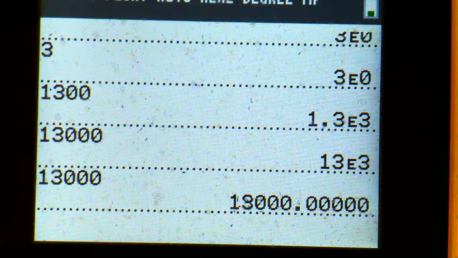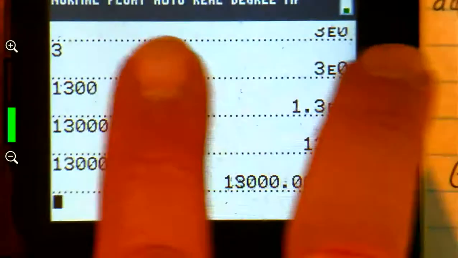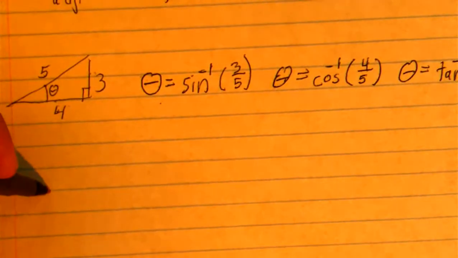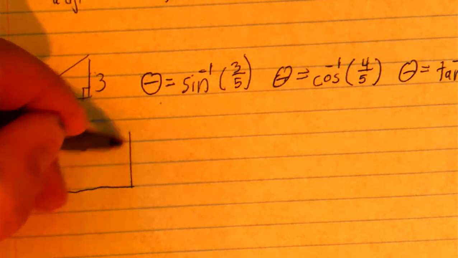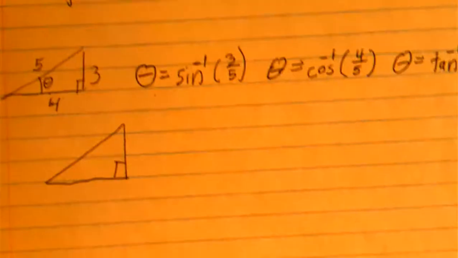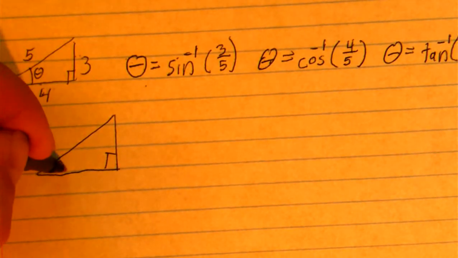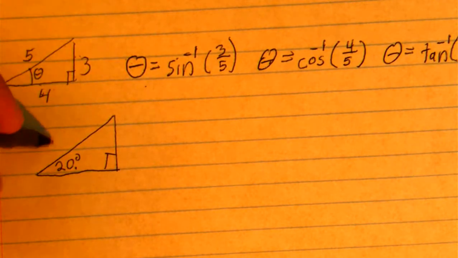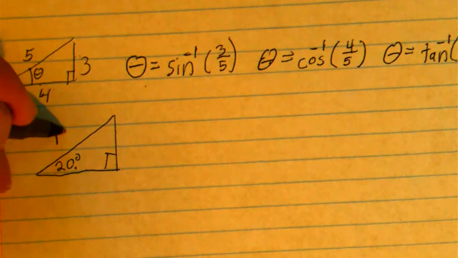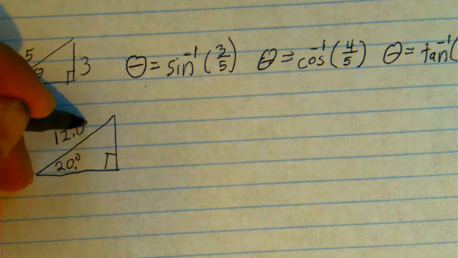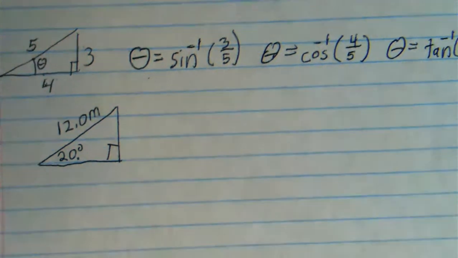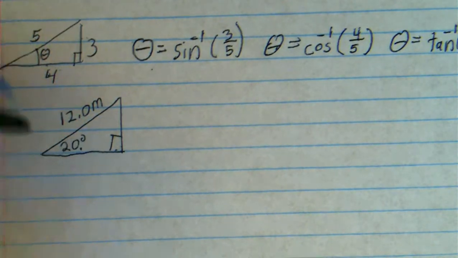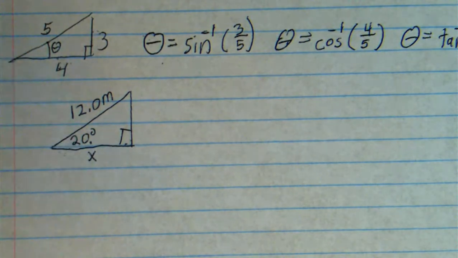Now, let's take a look at some situation here and say, what if I have a right triangle and this angle is 20 degrees and the hypotenuse is 12 meters, 12.0 meters. And my question for you, so what is the length of the adjacent side for it, the x component of it?